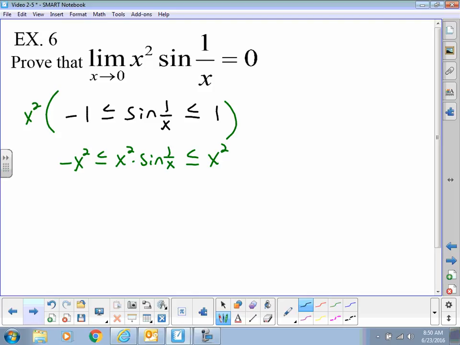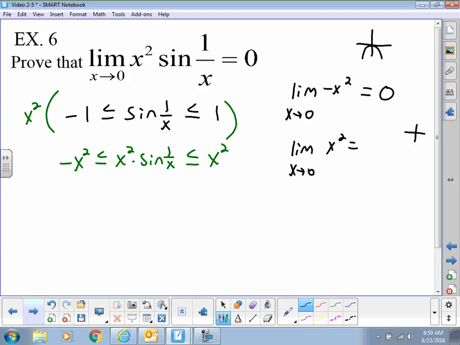We are now going to look at our limit as x approaches 0 of those two outer functions. So let's look at the limit as x approaches 0 of minus x squared. Well, if we think of what the graph of negative x squared looks like, it's a parabola opening upside down. So as we approach an x value of 0 from both the left and from the right, our y values approach 0. If we do our limit as x approaches 0 of positive x squared, the graph of positive x squared is a parabola opening up. So as x values approach 0 from both the left and right, the y values go to 0. So this limit is also 0.